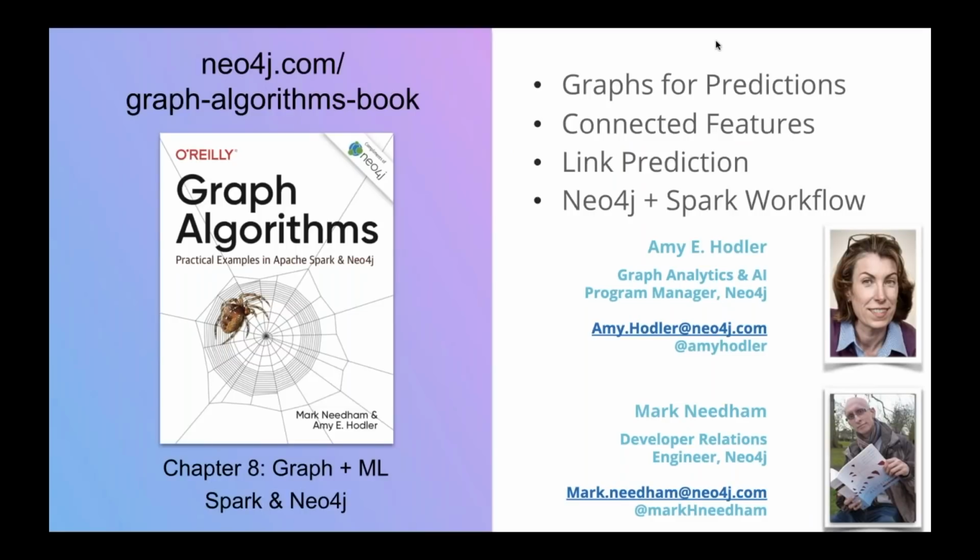The link for the book is on screen here, and it is really relevant to what we're talking about today. In fact, chapter 8 is completely focused on graphs and machine learning with a workflow that we're going to go through today that includes Neo4j and Spark. So for the next few minutes, we're going to talk a little bit about why graphs are interesting for predictions. We'll look a little bit into connected features and then a specific example around link prediction as well.